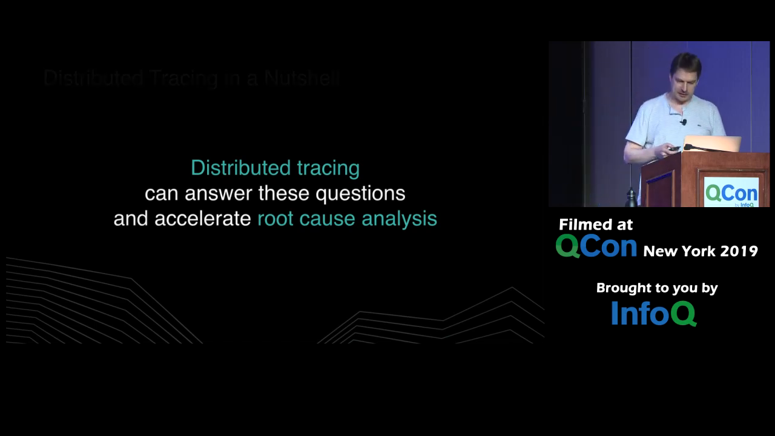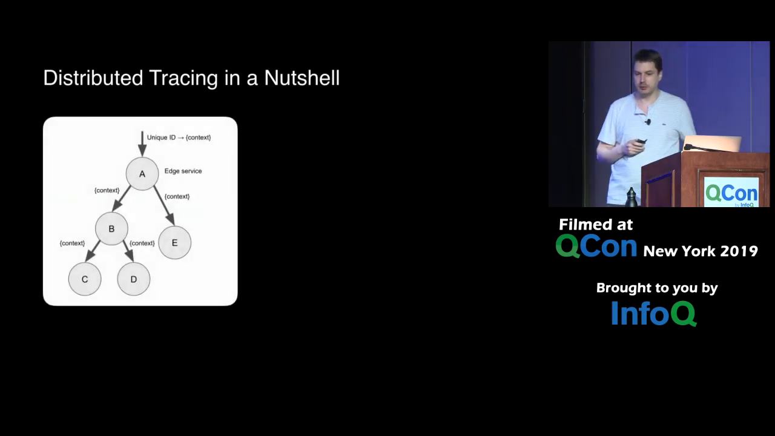So let me start with a very quick overview of what distributed tracing is and how it works. The idea is exceptionally simple. You have a request coming into the architecture, we assign it a unique ID, and we make sure that we pass that unique ID through all the calls that that service makes and all the downstream services make. If you're using messaging, it works the same way.